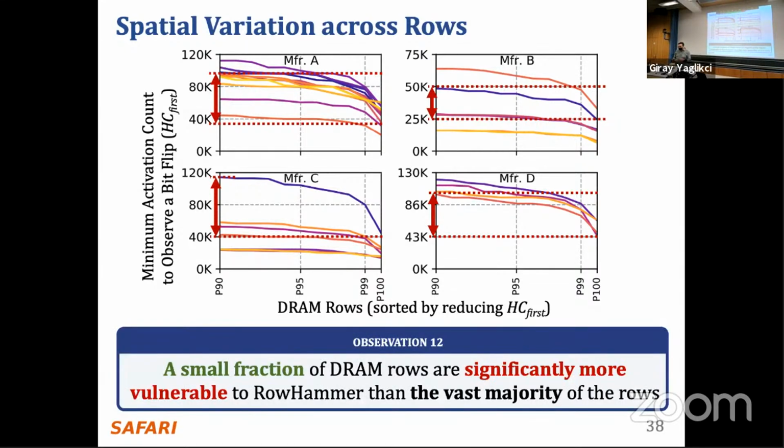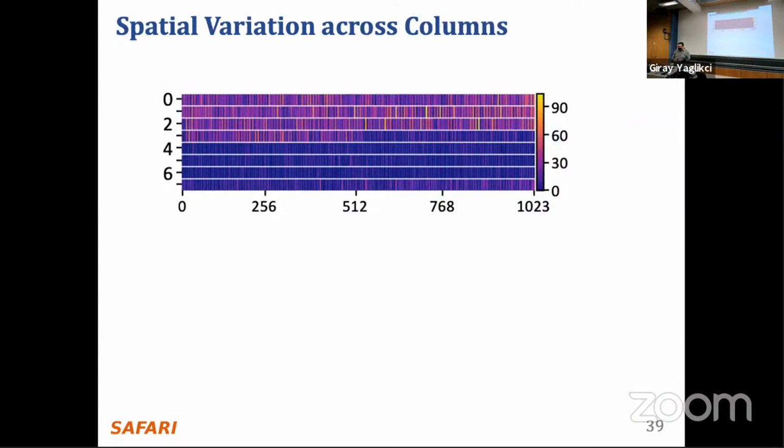So we conclude that a small fraction of DRAM rows are significantly more vulnerable to RowHammer than the vast majority of the rows. And second, we investigate how the RowHammer vulnerability varies across columns. To do so, we generate a heat map plot of bit error rates across columns and chips.